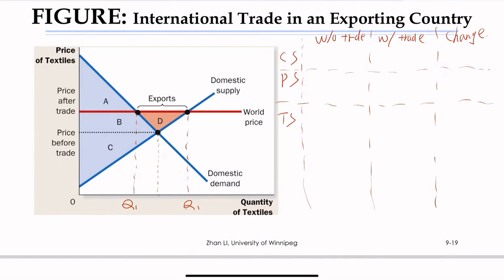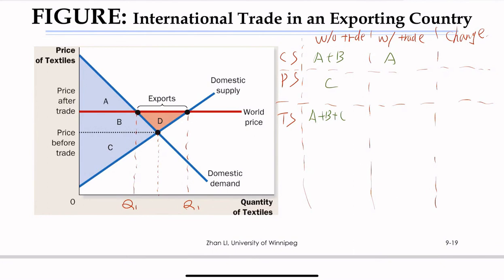So without trade, consumer surplus is just given by A and B, right? So A plus B. Right, A plus B. And without trade, producer surplus is given by C. So total surplus is obviously A plus B plus C. This is easy. Now, what about the case with trade? With trade, the consumer surplus is just A, right? You can see that it's the area between the red curve, which is the world price, and the demand curve.